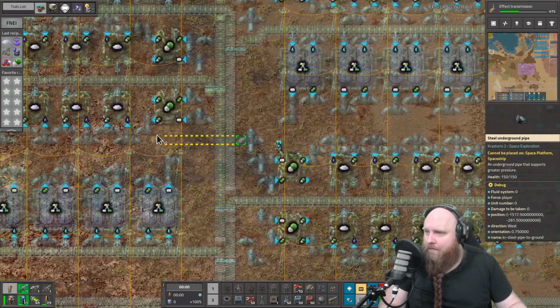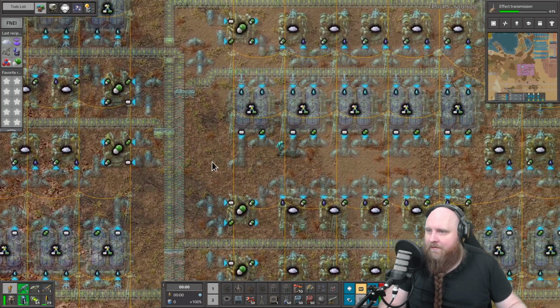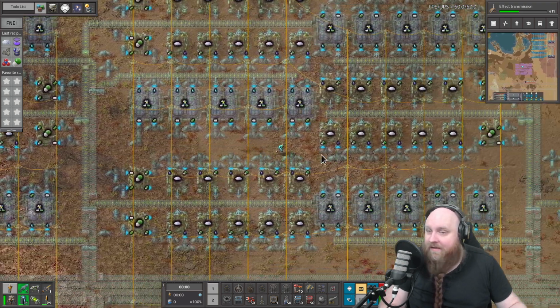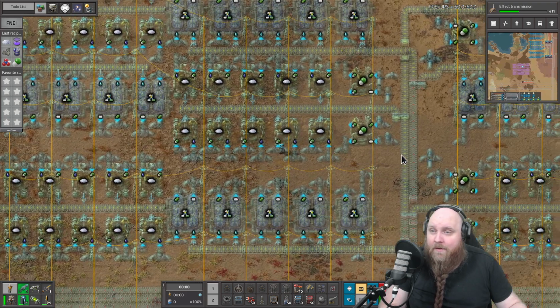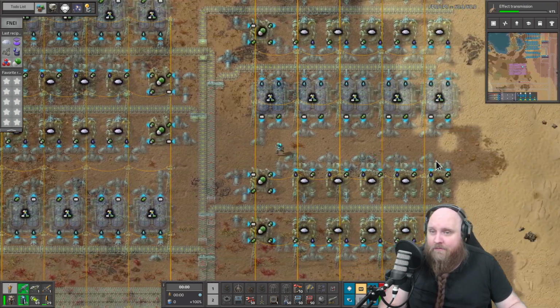You connect over there. You connect over there. This pipe over there can be removed. Same for this pipe. There we go. So this is connected. This is connected over here. This little pipe can also be removed. And you connect up over there.